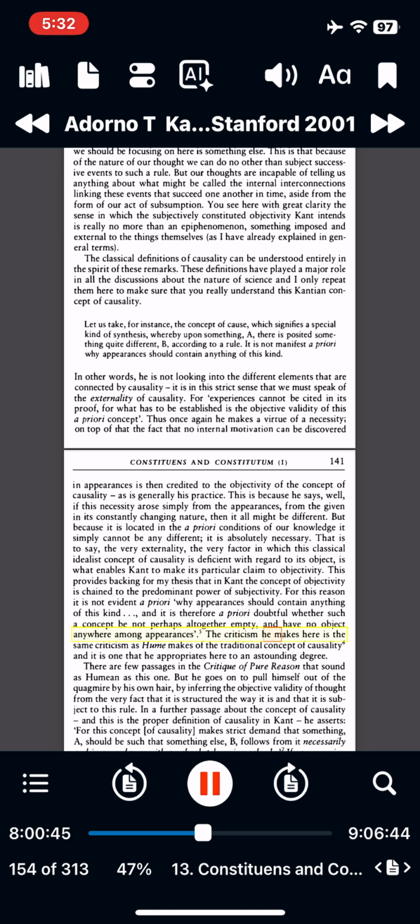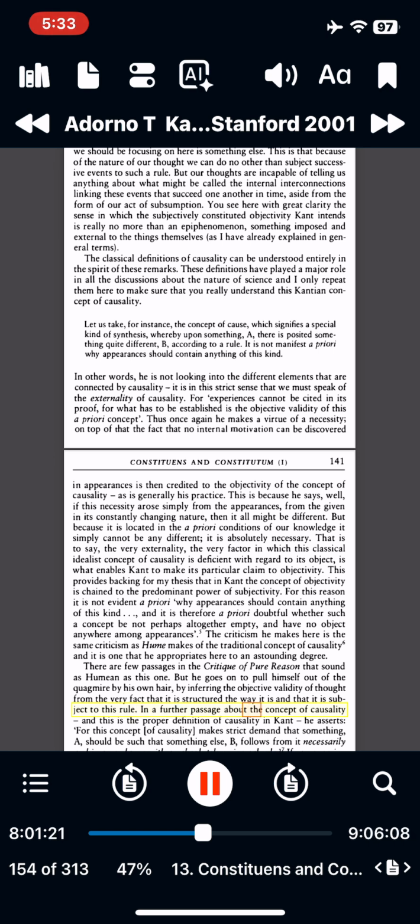The criticism he makes here is the same criticism as Hume makes of the traditional concept of causality. 6. And it is one that he appropriates here to an astounding degree. There are few passages in the Critique of Pure Reason that sound as Humean as this one. But he goes on to pull himself out of the quagmire by his own hair, by inferring the objective validity of thought from the very fact that it is structured the way it is and that it is subject to this rule.